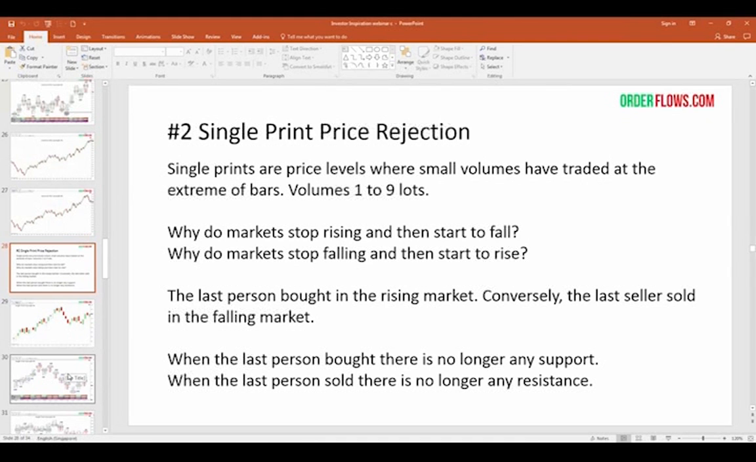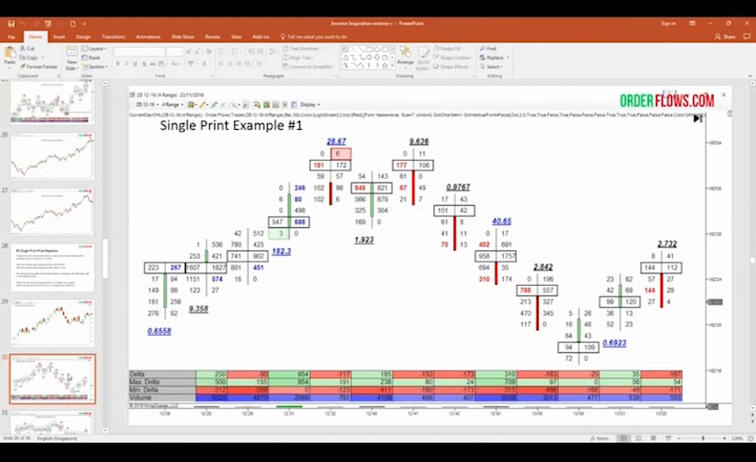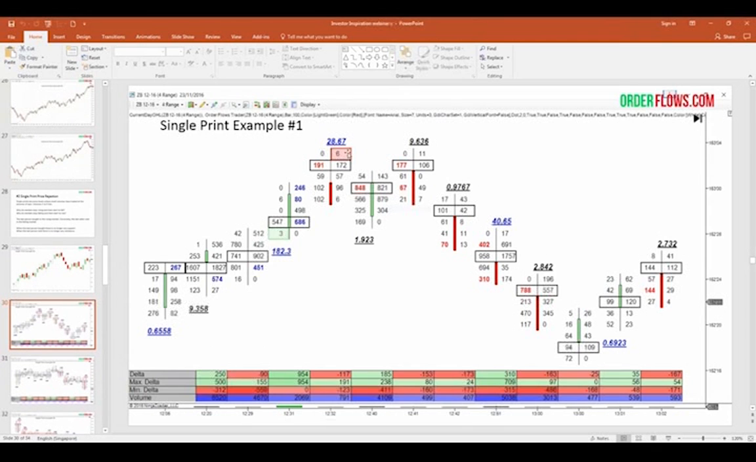And this is how it looks on an order flow chart. For a red candle, there'll be a box up at the top of the bar, a red box, indicating the single print. On a green bar, it'll be down at the bottom on the bid side. This is the offer side up here. This is the bid side. And I'm really looking for it as price rejection.